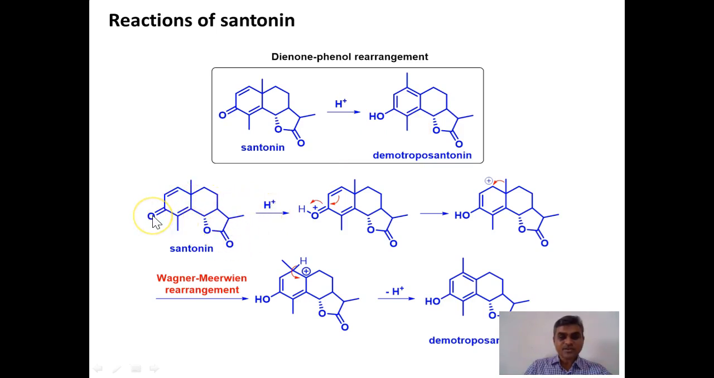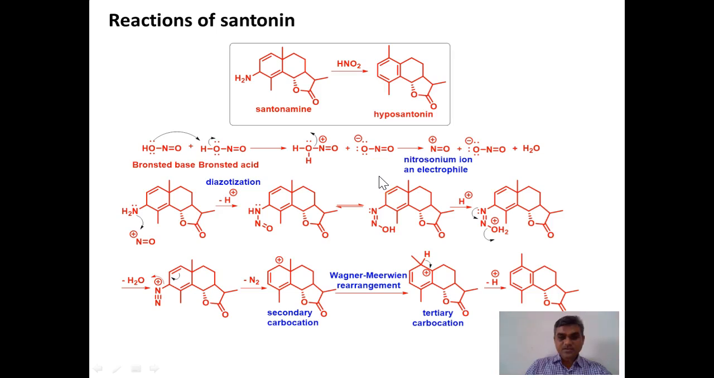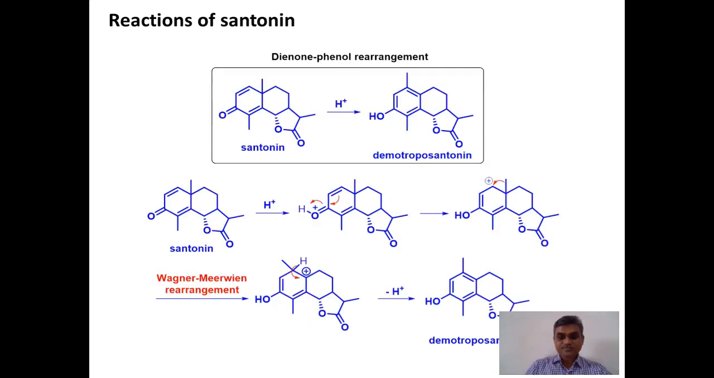The Santonin molecule is protonated here, and after protonation we get an allylic shift. After the allylic shift we get a secondary carbocation. The secondary carbocation will try to achieve more stability by getting converted into a tertiary carbocation. So it participates in a Wagner-Meerwein rearrangement and we get a tertiary carbocation. This tertiary carbocation is converted into a phenol, in a reaction of Santonin called the dienone-phenol rearrangement. So these two rearrangements are very important from the mechanism point of view.